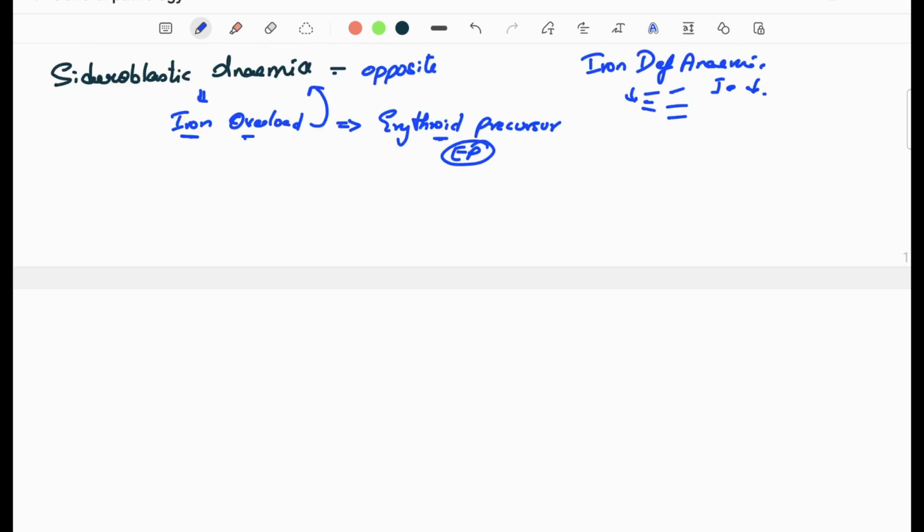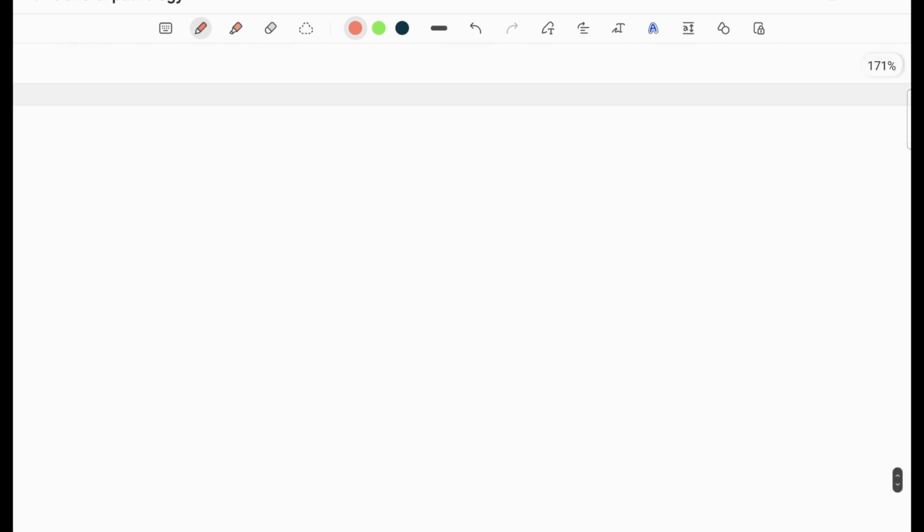Now let's decode the name sideroblastic anemia. Sider means iron, blastic means immature cells. So iron is present in immature precursor cells, hence it is not useful to prepare the RBC. Okay. Now let's discuss the causes.